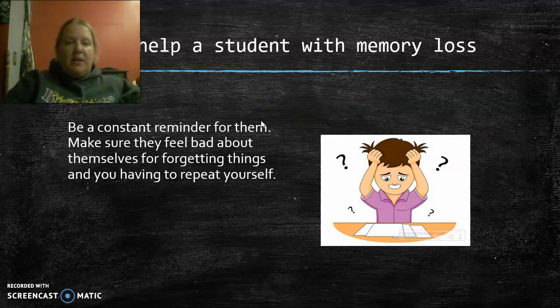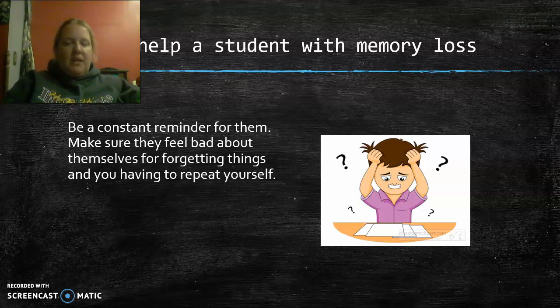So, the first one is how to help a student with memory loss. Again, a lot of things can cause memory loss. It could be because of a fall, it could be just because of lack of certain brain functions. First and foremost, the thing to remember, and I will probably say this over and over again, is to make sure that you are supportive.